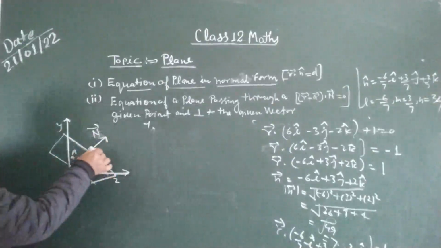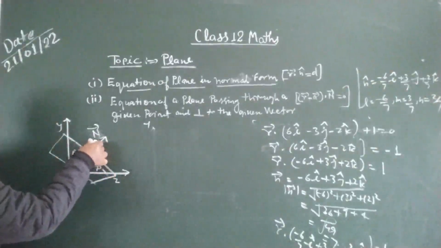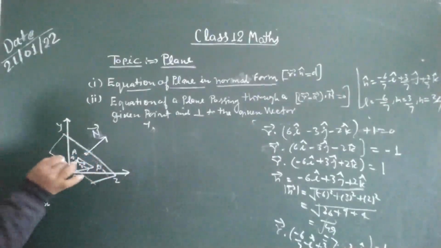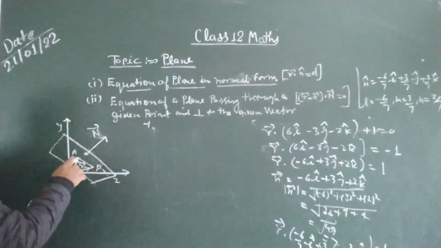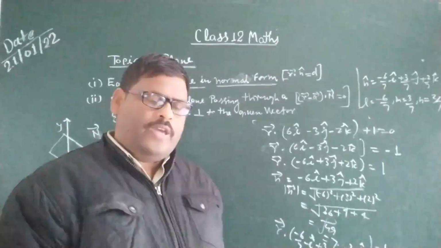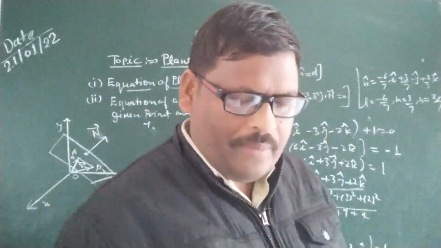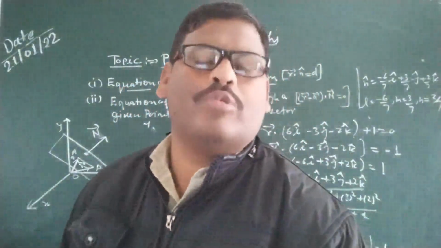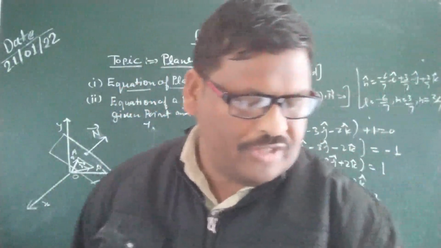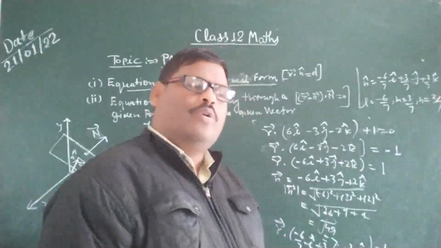Pay attention here. This is vector n, the direction of the vector n is like this. That means it is perpendicular to the plane, and AP lies on the plane. Therefore, you can say that AP and vector n are perpendicular to each other. Therefore, the dot product of these vectors will be 0.